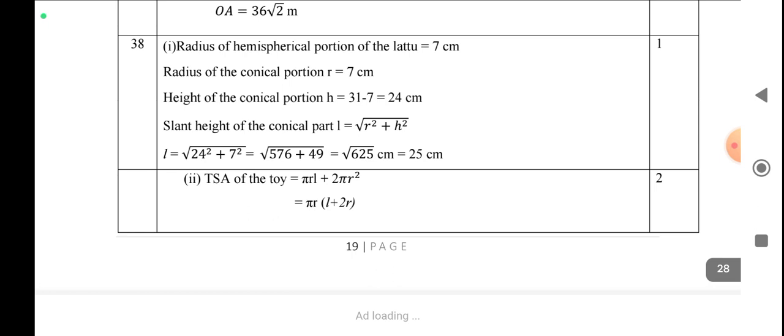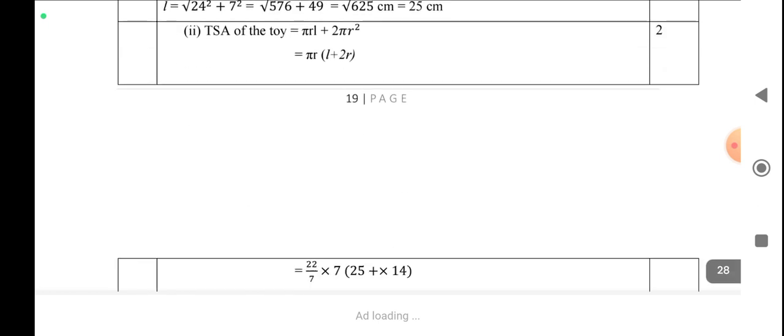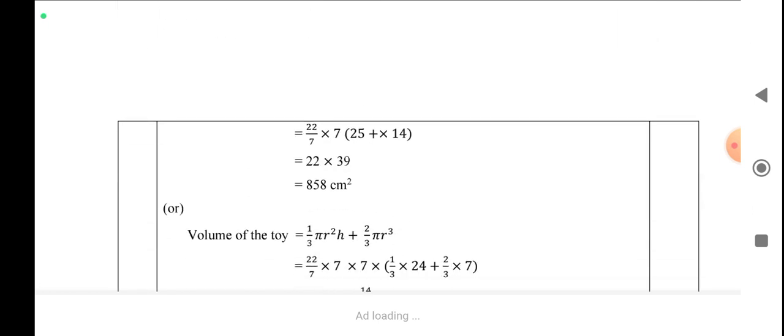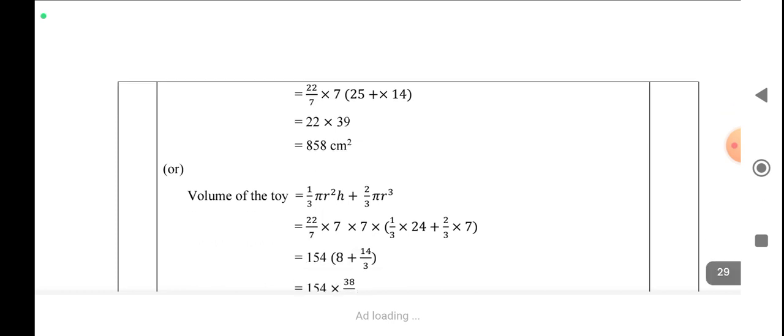My 38th question. For the slant height you can apply the formula root over h square plus r square. You are getting it as 25 centimeter. Total surface area of the toy: CSA of a cone plus CSA of a hemisphere. Pi r l plus 2 pi r square. Substitute. They are taking common. Even if you are not taking common, you have to add them separately. Getting the answer as 858 centimeter square.